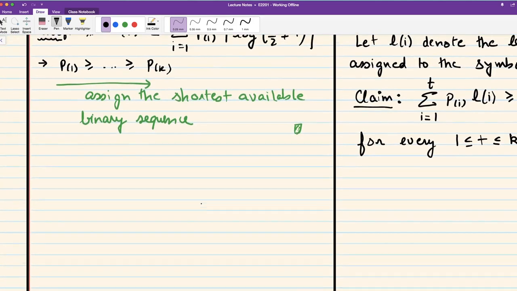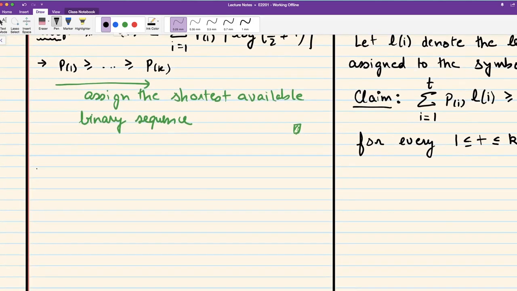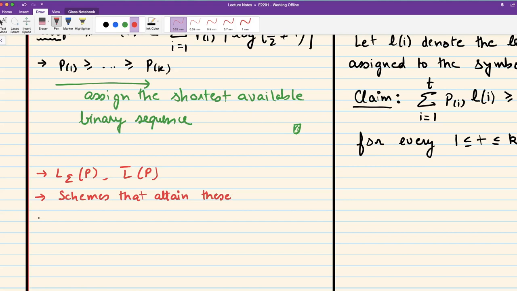So what have we seen? Just a quick summary of where we are till now. We saw these two quantities, L epsilon P and L bar P, and schemes that attain these, which means schemes that are optimal for these. Generally the template of both the schemes is similar, and this is the principle they follow.